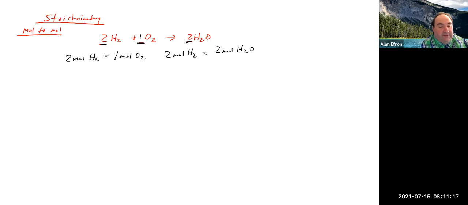Again, coefficients is where those numbers come from. And lastly, in terms of this equation here, we could also say that, for every 1 mole of O2 I toss in there, I should also get 2 moles of H2O.